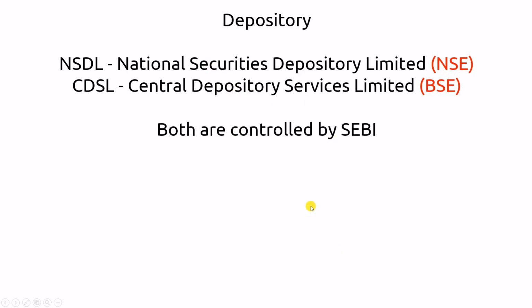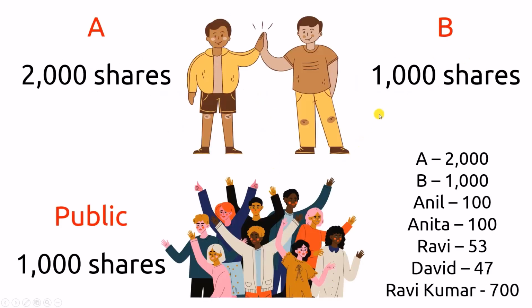Now, let us see the function of the depositories. Let us say that a company, for example Tata Motors, has 4,000 shares, and out of those 4,000 shares, 3,000 are held by the promoters and 1,000 shares are held by the public. Now, where is the detail of who owns how many shares stored? For example, A has 2,000 shares, B has 1,000 shares, and out of the public, Anil has 100 shares, Anita has 100 shares, Ravi has 53 shares, David has 47 shares, Ravi Kumar has 700 shares. Where is this detail stored?